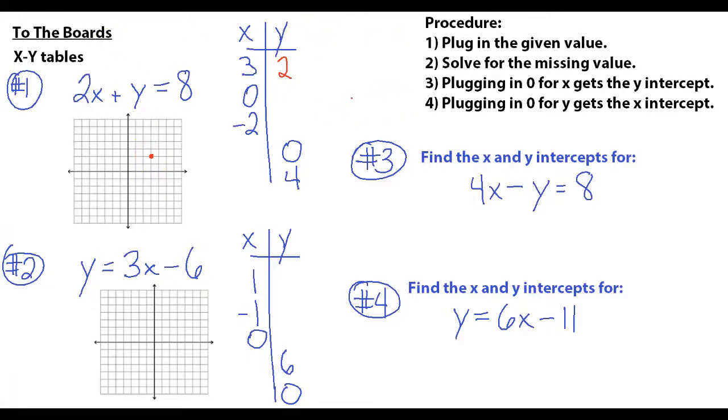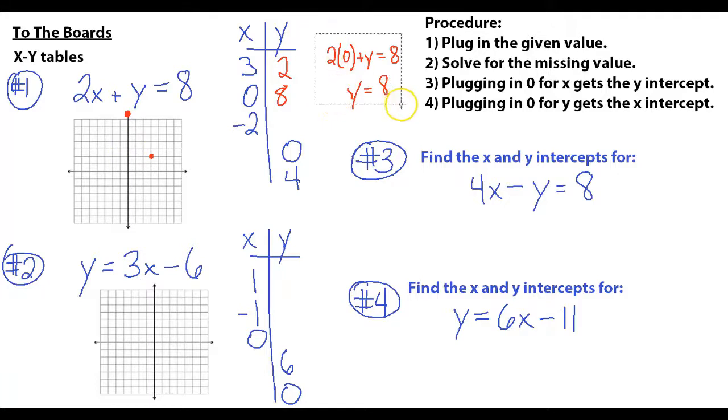Let's try the next one. Let's plug 0 in. When I plug 0 in for x, I get 2 times 0 plus y equals 8. And 2 times 0, that's just 0. So y equals 8. So 0 left and right and up 8. 1, 2, 3, 4, 5, 6, 7. Ooh, it's off my graph there, but it would be right there. Okay, nice. Now, because we plug 0 in for x, you should be aware that that's the y-intercept. Notice that it crosses the y.